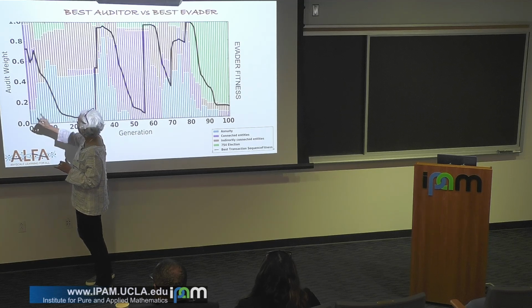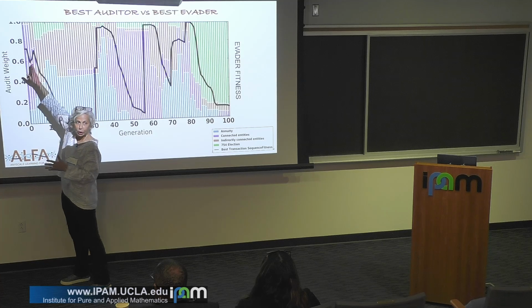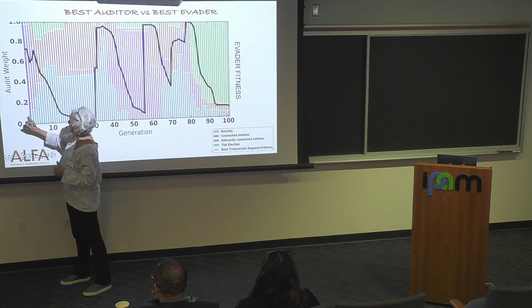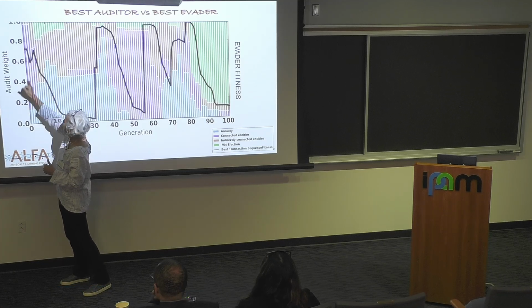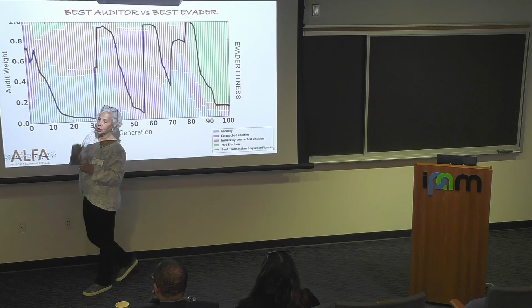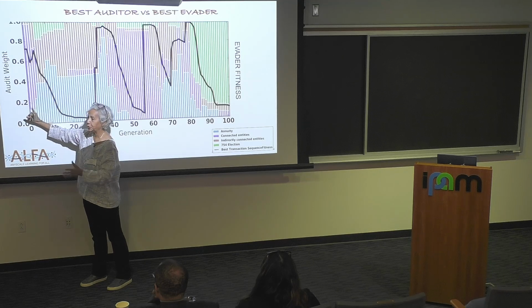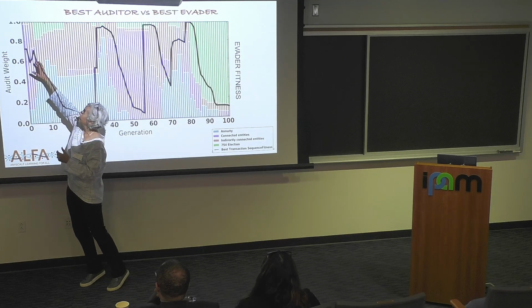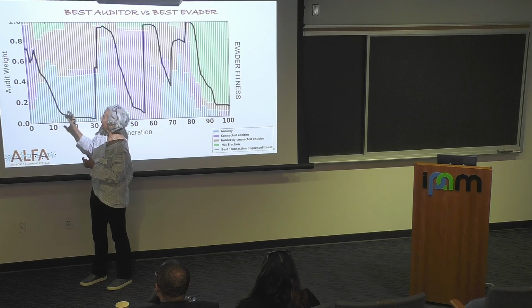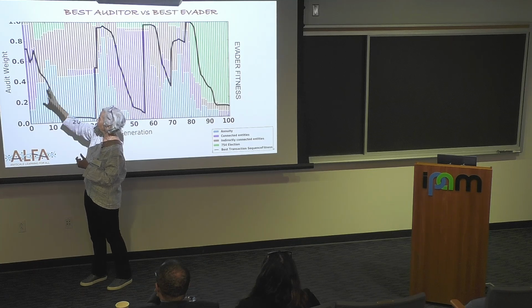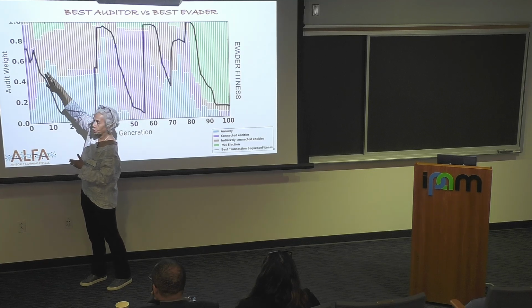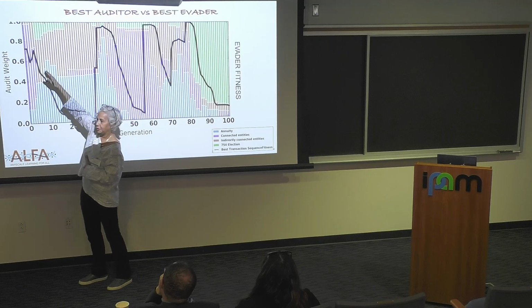Initially, we get a random evader that's actually pretty good, and the best auditor with these weights is not sufficient to suppress it. But what you see here, by just the changing colors, is the auditors shifting weight, and now the fitness of the scheme goes down as more audit weights are shifted to lock into the observables that the evader is using.